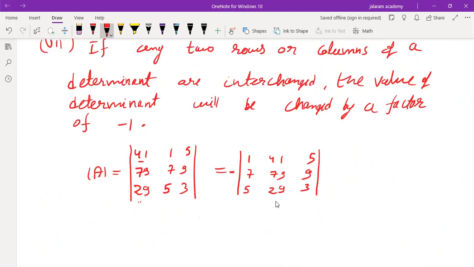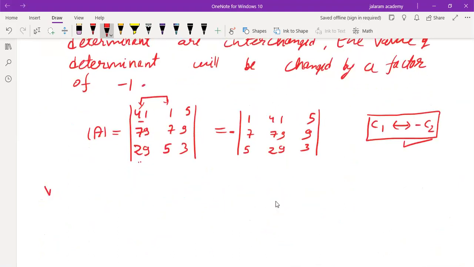So if any two rows or columns of a determinant are interchanged, first column becomes second column and second becomes first, what we have done is interchanged C1 and C2. So it has been multiplied by -1. We can denote it by this symbol. Next is property number 8.